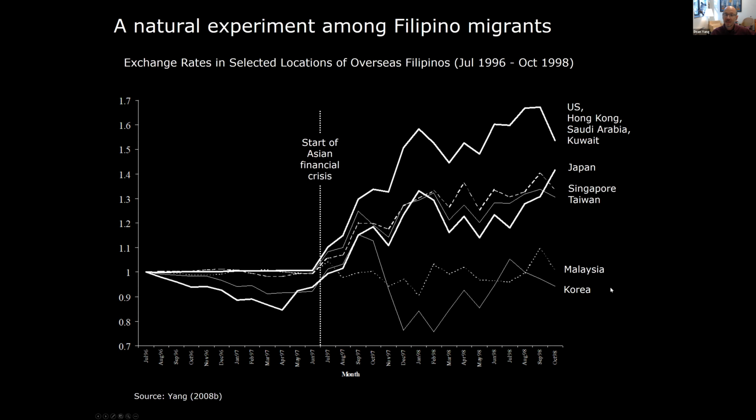So the biggest improvements are in the U.S., Hong Kong, Saudi Arabia, and Kuwait. There are relative appreciations as well in Japan, Singapore, and Taiwan, but actually no relative appreciation vis-a-vis the Philippine peso for Malaysia and Korea. So one can take advantage of this heterogeneity in the exchange rate shock to understand how changes in the value of migrant income, from the standpoint of a migrant's home country household in the Philippines, affect household decision making and household outcomes.